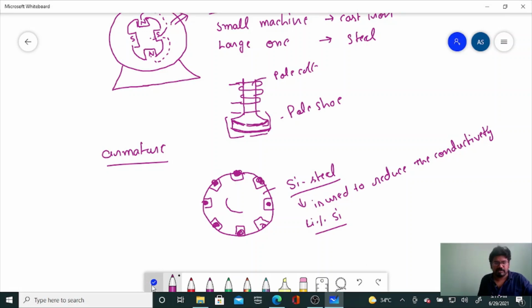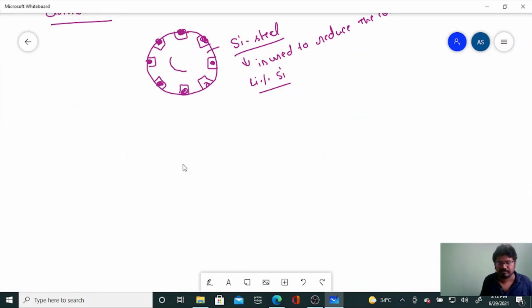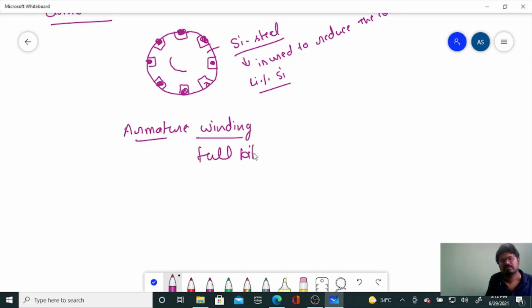Now let's discuss the armature winding. We have two types of armature winding. We generally use distributed and full pitch winding. The armature winding we use in DC is full pitch and distributed on the periphery.